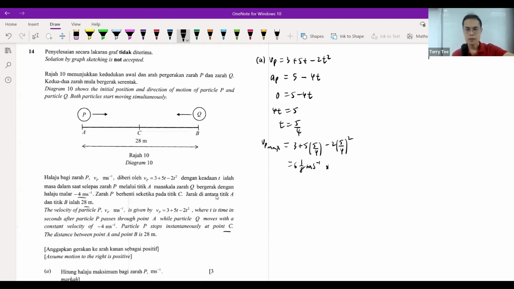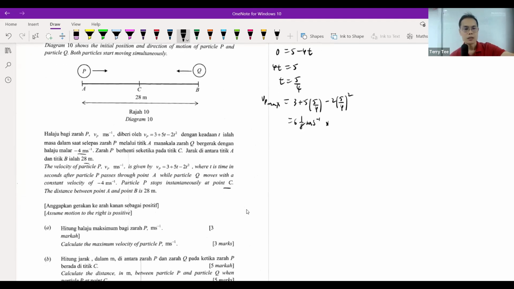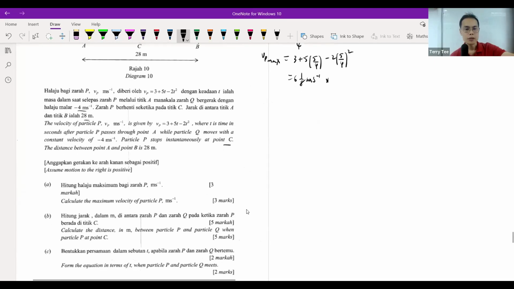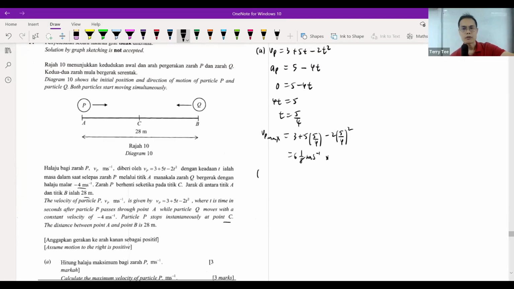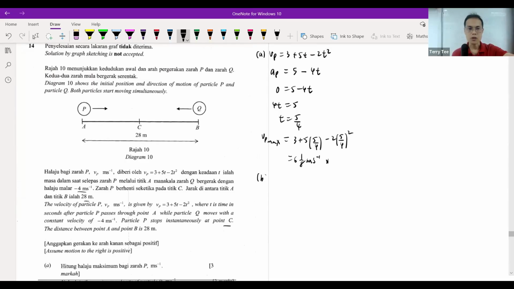All right, let's move on to B. Calculate the distance between P and Q when P is at point C. Okay, so to find the distance between them, number one, we know when P reaches point C, the velocity is 0. Okay, it stopped instantaneously at point C here.